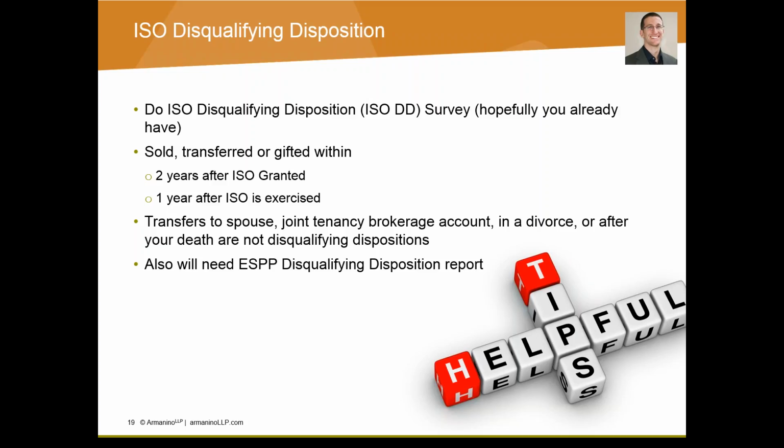So for example, if they exercise this year and sell next year, you would report it as income in 2017. Or conversely, if they exercised last year and sold this year as a disqualifying disposition, you would report that as income this year.